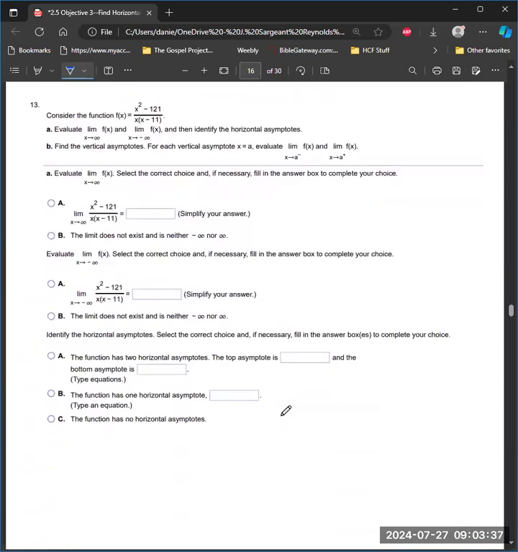All right. This is the same as x plus 11, x minus 11 over x times x minus 11. That cancels and leaves me with x plus 11 over x, as long as x is not 11. And our horizontal asymptote here is going to be equal to 1, both from the left and the right. And the function is only going to have one horizontal asymptote at y equals 1.